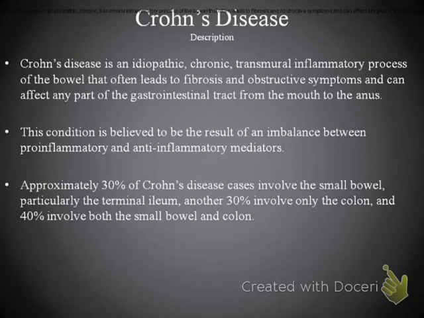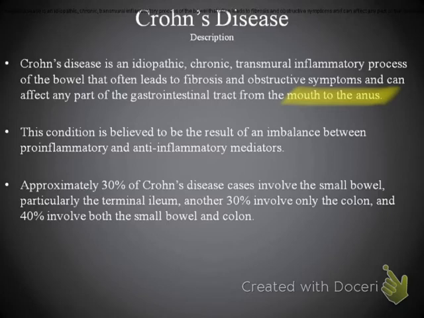So that brings us to Crohn's disease. Crohn's disease is an idiopathic, chronic, transmural inflammatory process of the bowel that often leads to fibrosis and obstructive symptoms and can affect any part of the gastrointestinal tract from the mouth to the anus. So keep that in mind, that it can affect basically all parts of the gastrointestinal tract from the mouth to the anus. This condition is believed to be the result of an imbalance between the pro-inflammatory and anti-inflammatory mediators.